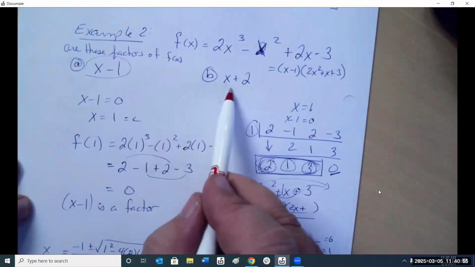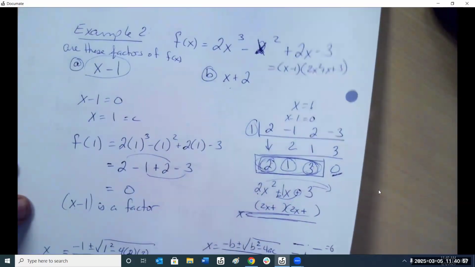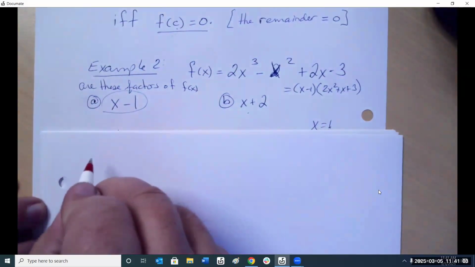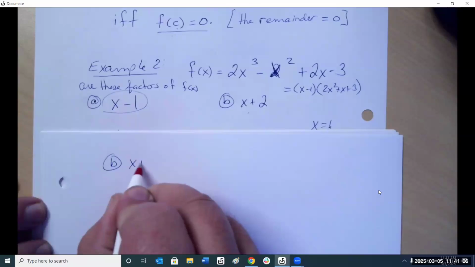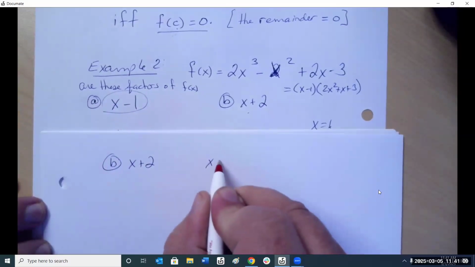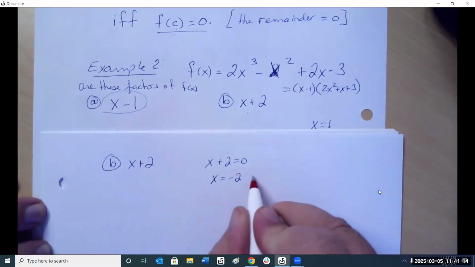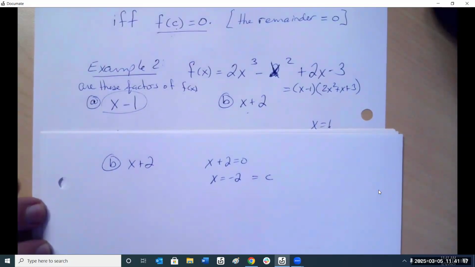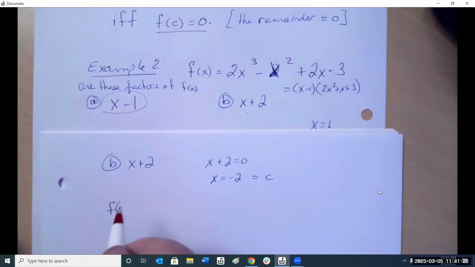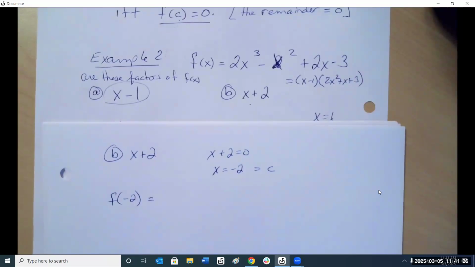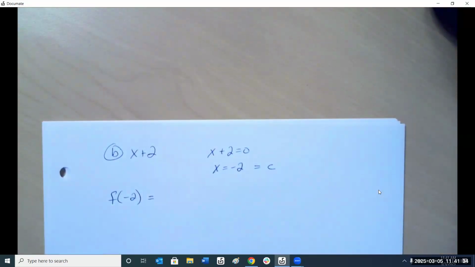So let's do the same thing with x plus 2. So we have b, x plus 2. We got to set that equal to 0. This finds my c value. And then what the theorem says is if I plug that into the equation, my remainder is either going to be 0 or a number. And the only number I want is 0. If it gives me anything else, I can't use it for anything.